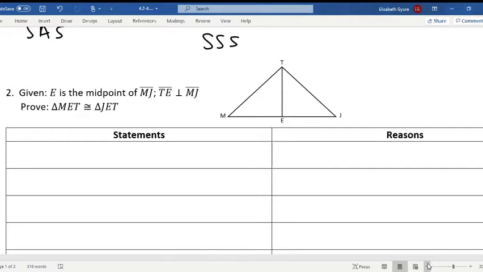So for number 2, we are given that E is the midpoint of segment MJ and that segment TE is perpendicular to segment MJ. We are going to prove that triangle MET is congruent to triangle JET. First thing I would do, guys, always label your pictures, right? If you're given additional information, please label your pictures.